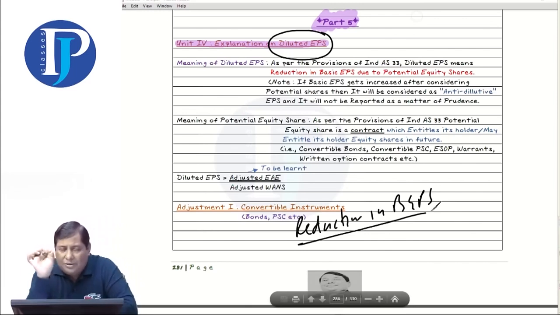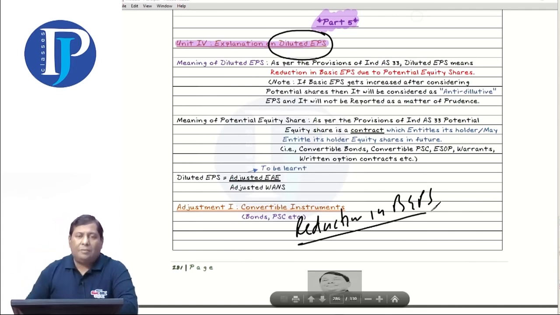Writing nil is also a positive disclosure. Not having a dilution is also a positive disclosure. Today my basic EPS is 5 and nil is written below. This means there will be no decline in the future. It can stay the same or increase. This is also a positive disclosure.